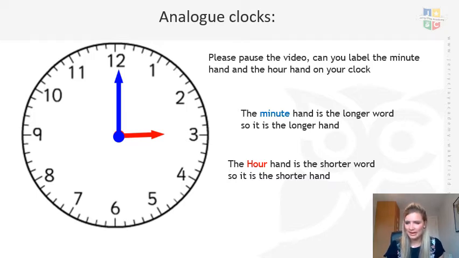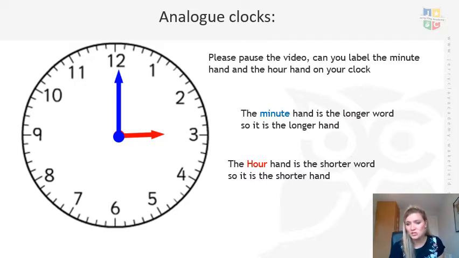If you look at the word minute and you look at the word hour, minute is a longer word. There's more letters in minute. So because it's a longer word, it's the longer arrow, the longer hand. Whereas hour is a smaller word, so that is the smaller hand or the shorter hand. See if you can pause the video now, go and label up your minute and your hour hand on the clocks that I have given you on Seesaw.